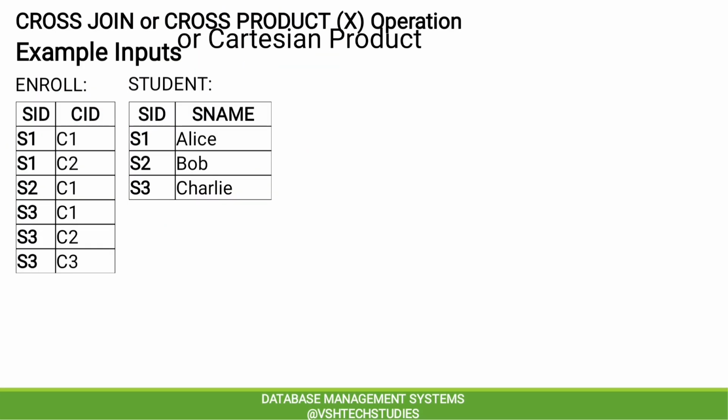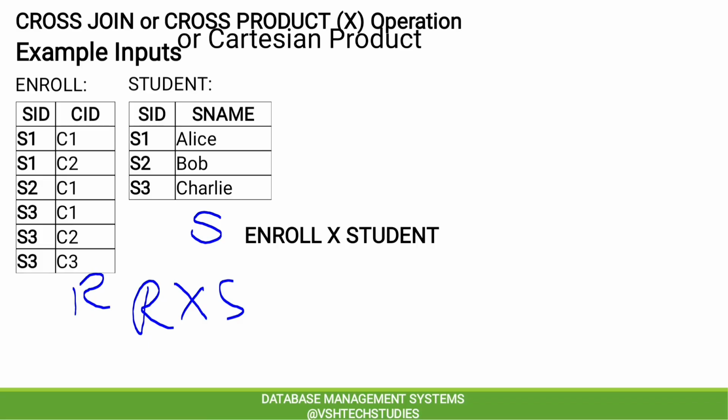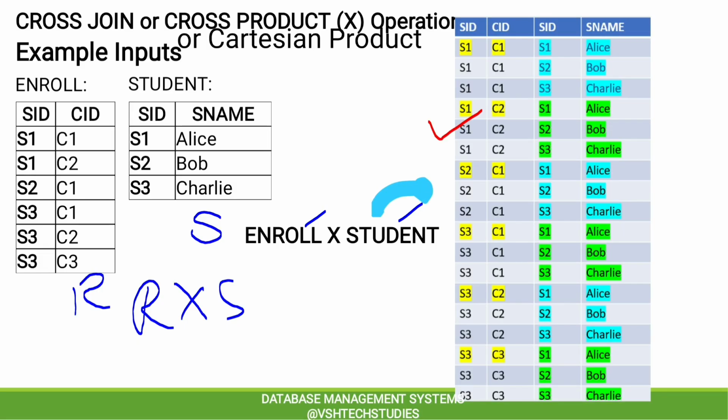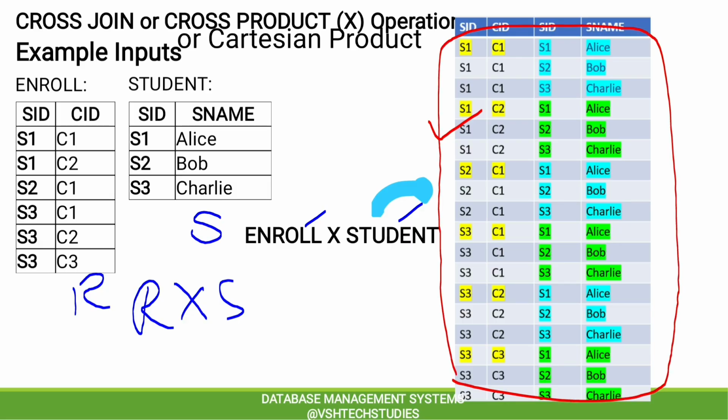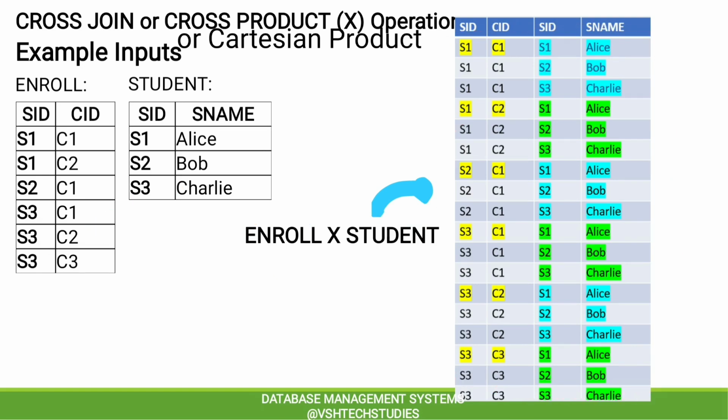If the first relation is R and the second relation is S, the cross product or cross join of R and S is written as R cross S. So we now have the cross product of the enroll and student relations, which will be this relation. This is the resulting relation from the cross product of the enroll and student relations. One should always remember that relation means table, and tuple means rows in the table.